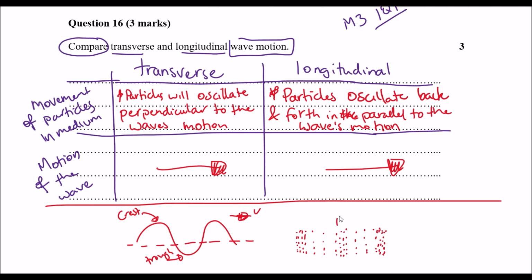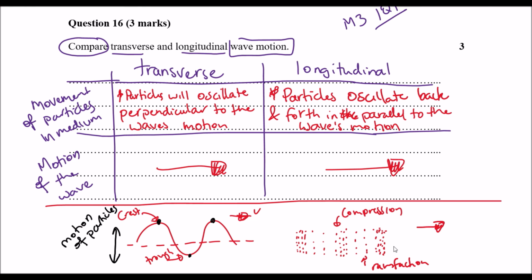So we get what we call the compression point and rarefaction whilst the wave moves this way. We can even highlight again the motion of the particles. So we can say that in terms of the motion of particles, they're going to move up and down like so. So this is going to go up, down, like so.